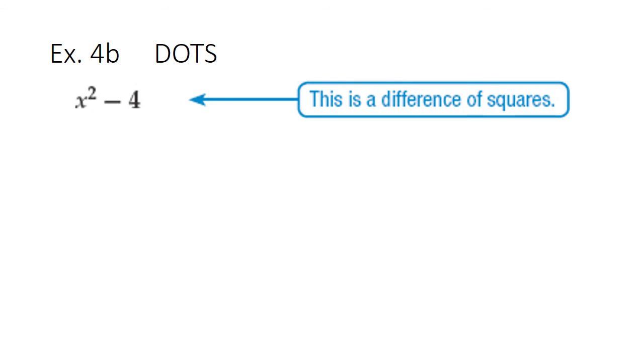DOTS, difference of 2 squares. Difference means minus, I see that. There are 2 squares in the first and the last term, so you just square root both of them. And then think to yourself, I don't want a middle term. It has to cancel out, so positive, negative.